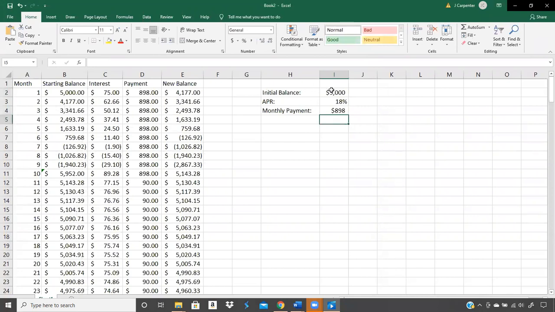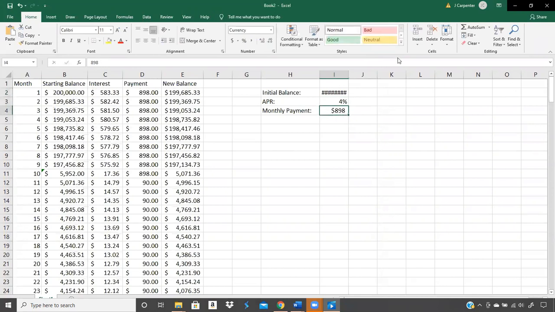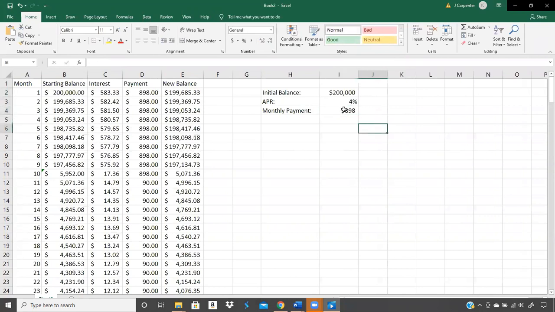So we have our initial balance of $200,000, an APR of 3.5%. Let's widen that column so the number displays, and a monthly payment of $898. And again, I did have to calculate that. I can't just say I'm going to pay $500 or $700. Obviously, we have to pay over $583. But the initial goal of the mortgage is to pay it off in exactly 30 years.